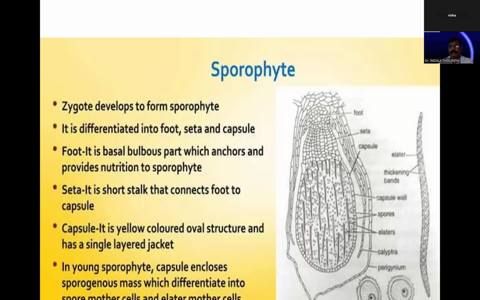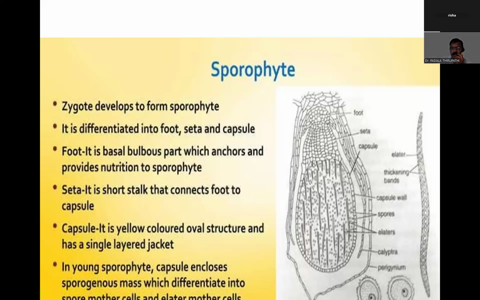Inside the capsule's jacket wall, many cells are present. These cells are called sporogenous cells. The sporogenous mass differentiates into spore mother cells, and some of the cells differentiate into elater mother cells. These elater mother cells develop into the elaters after reduction division, whereas spore mother cells, after reduction division, produce tetrads of spores.